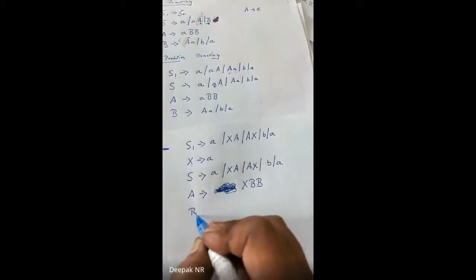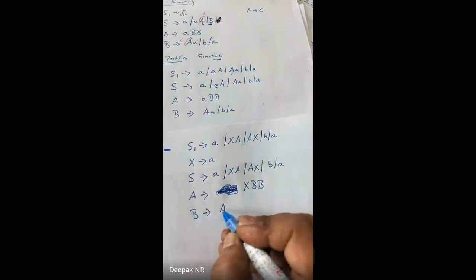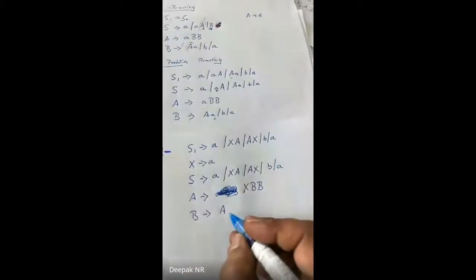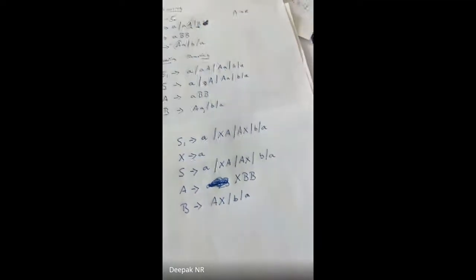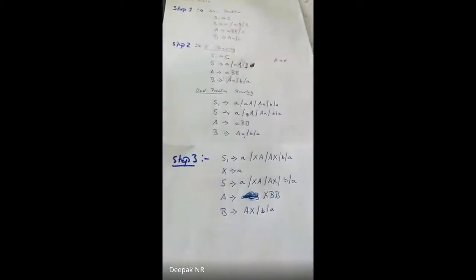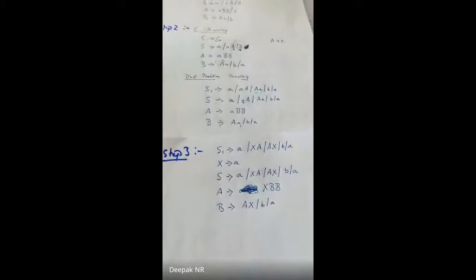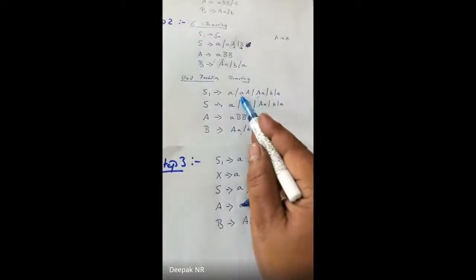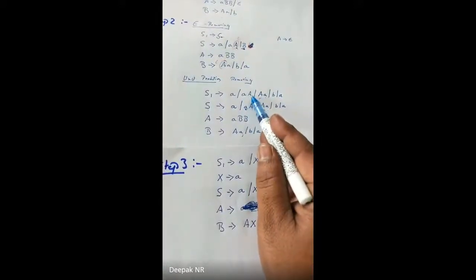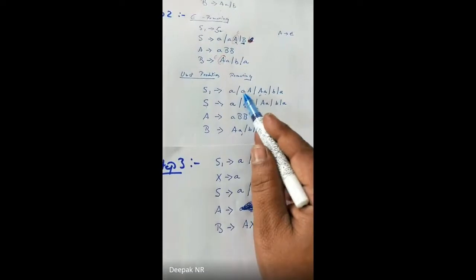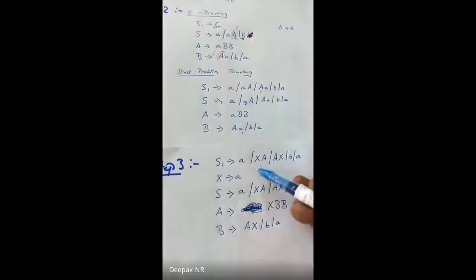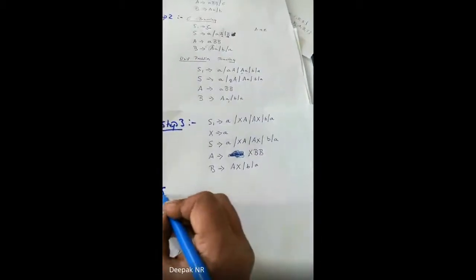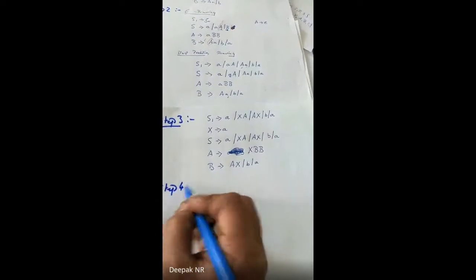Then I go with B. B as lowercase a, I replace with X slash B slash A. Is that clear, guys? This is my step 3. Step 3 says if there is a combination of terminal and non-terminal, replace in such a way that both should be uppercase. Clear? Okay, now I'll go with the last step, step 4.